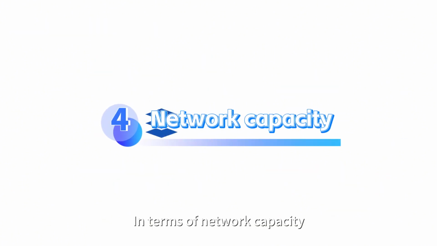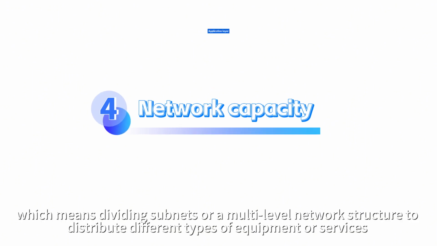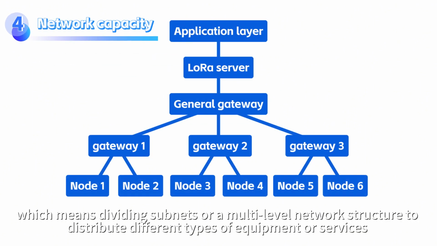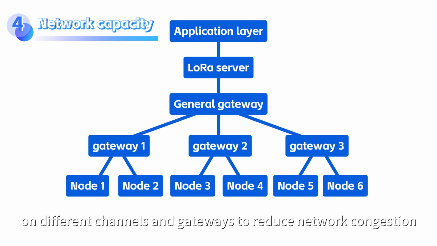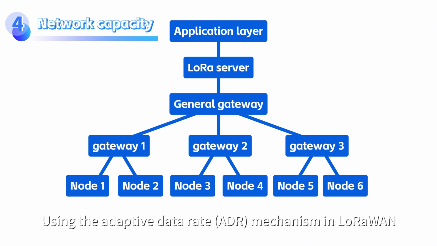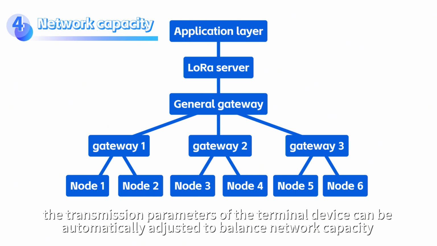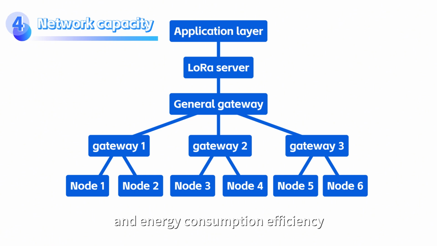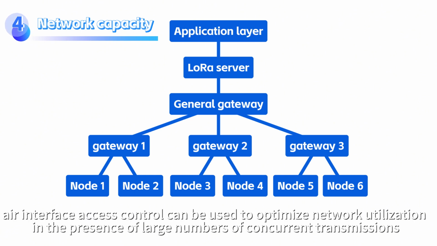4. In terms of network capacity, for large-scale deployment, a hierarchical network can be used, which means dividing subnets or a multi-level network structure to distribute different types of equipment or services on different channels and gateways to reduce network congestion risk. Using the adaptive data rate (ADR) mechanism in LoRaWAN, the transmission parameters of the terminal device can be automatically adjusted to balance network capacity and energy consumption efficiency. Finally, air interface access control can be used to optimize network utilization in the presence of large numbers of concurrent transmissions.